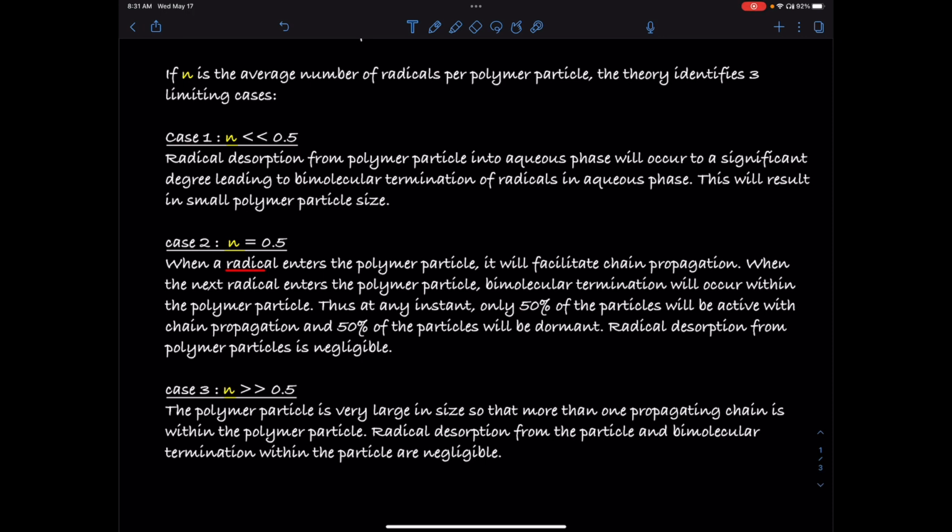Case 3 is when n is much greater than 0.5. The polymer particle will be very large in size, so that more than one propagating chain is within the polymer particle, and desorption from the particle and bimolecular termination within the particle will be negligible.